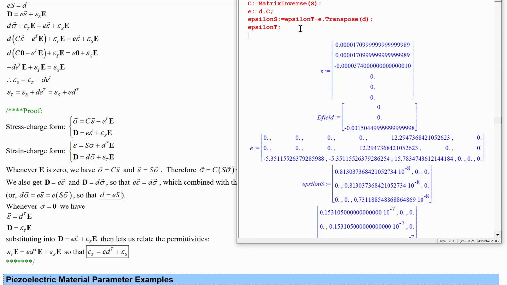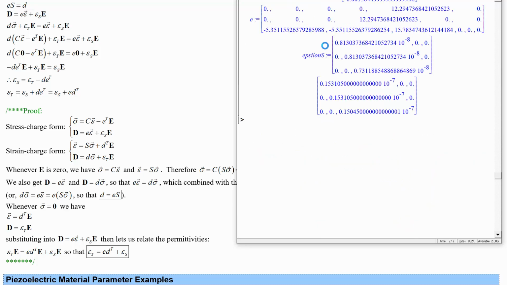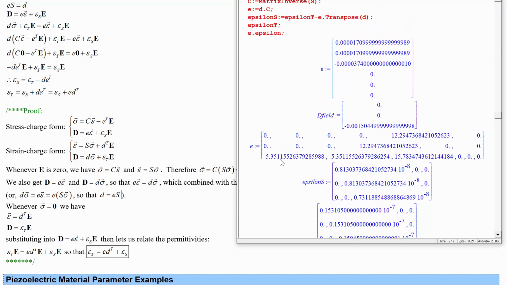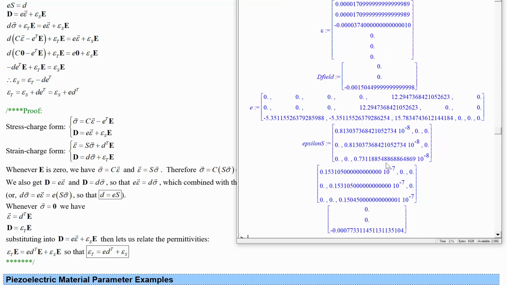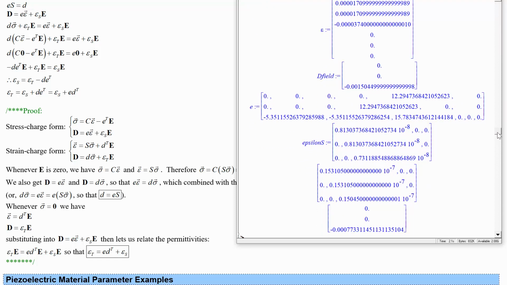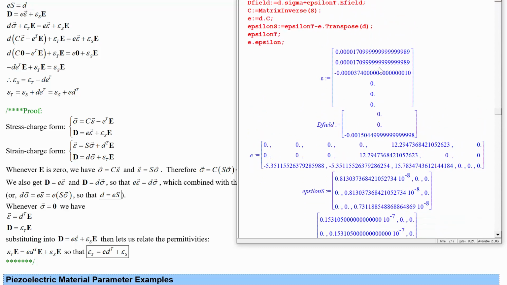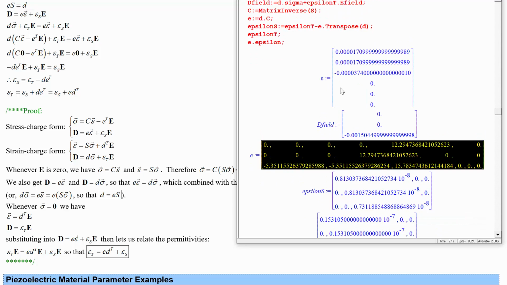Well, let's explore that. Let's take E dot epsilon. Let's multiply this thing by the strain vector and see what goes on. It has zeros in the first two components. Why? Well, for the case of PZT, where do those first two components come from? It comes from the first two rows of E being multiplied by the strain.